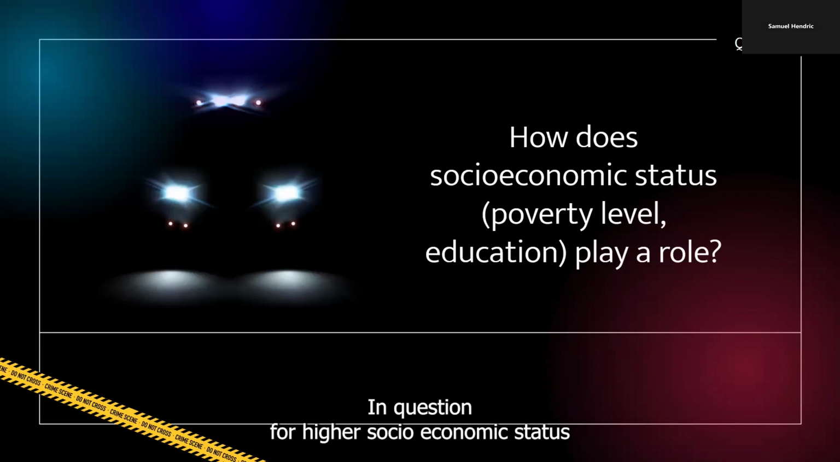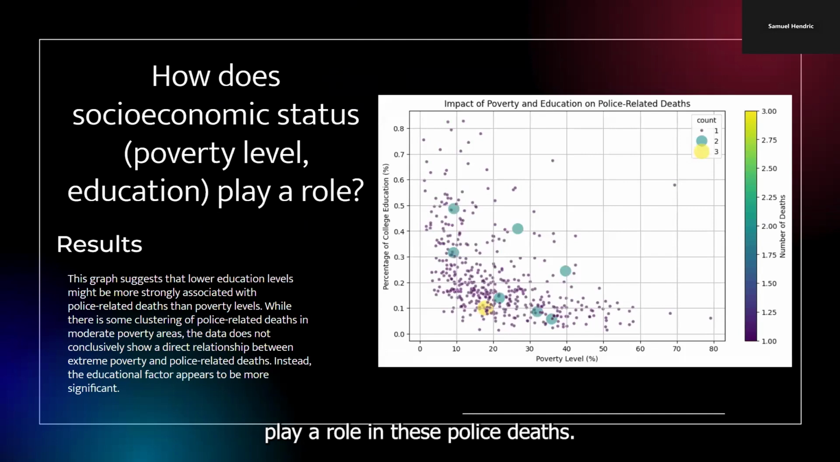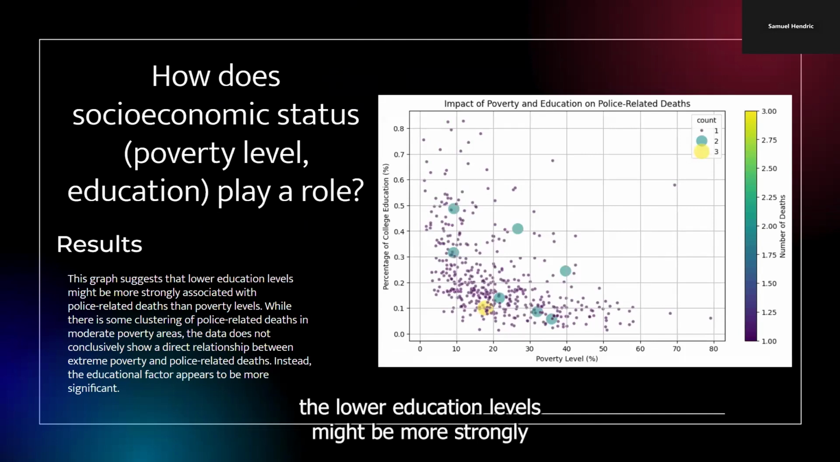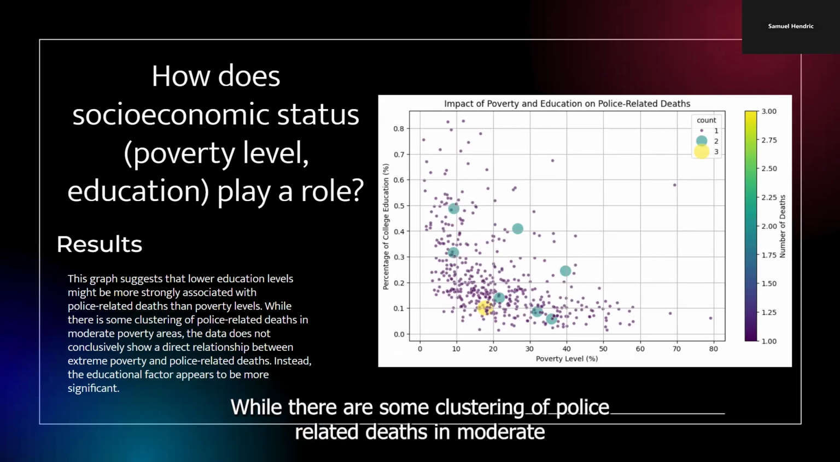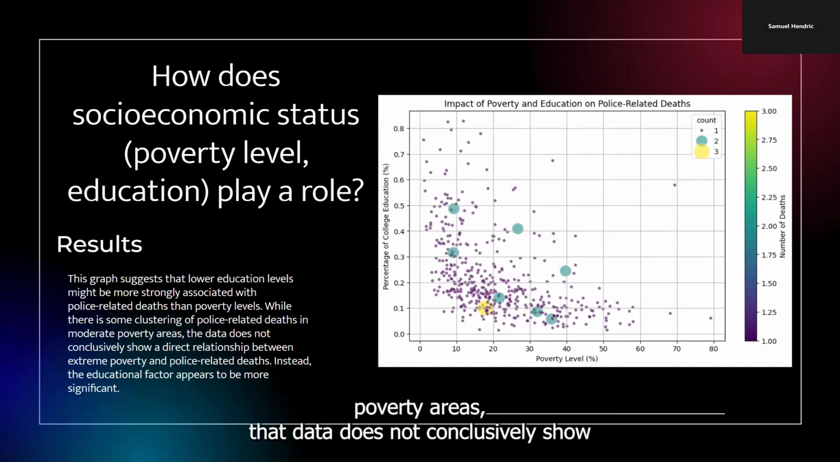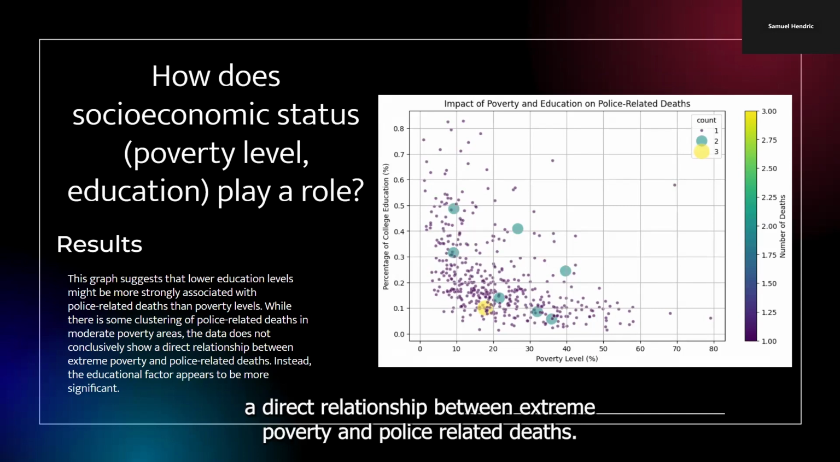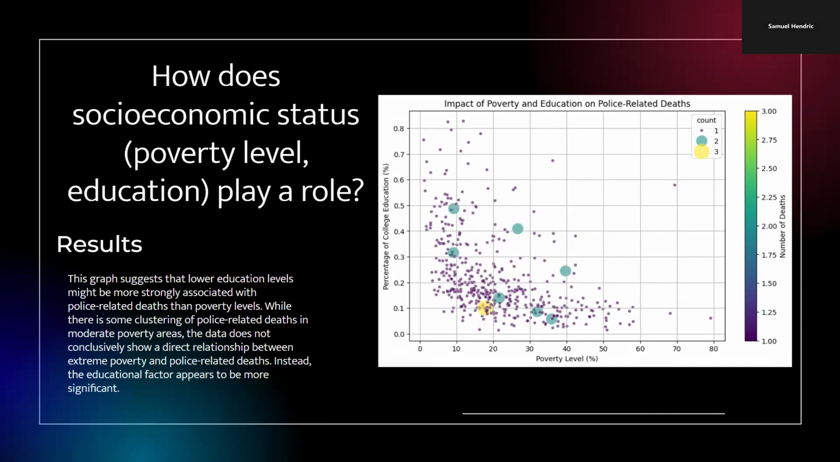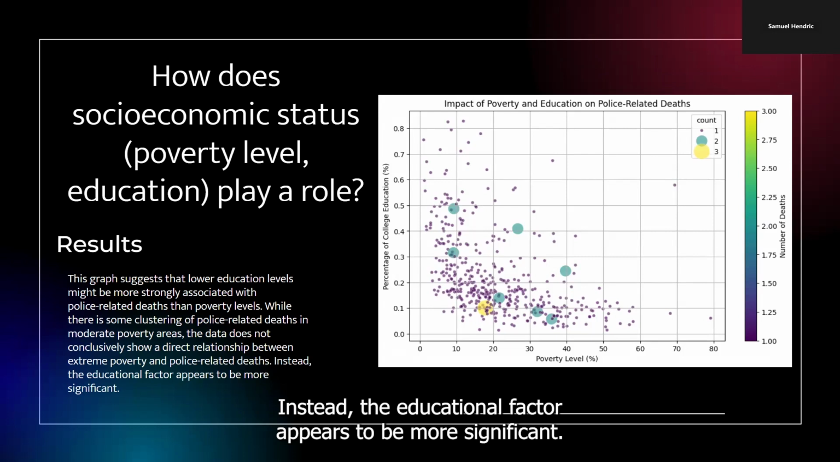And question 4, how does socioeconomic status play a role in these police deaths? Through our findings, we saw that lower education levels might be more strongly associated with police-related deaths than poverty levels. While there is some clustering of police-related deaths in moderate poverty areas, the data does not conclusively show a direct relationship between extreme poverty and police-related deaths. Instead, the educational factor appears to be more significant.